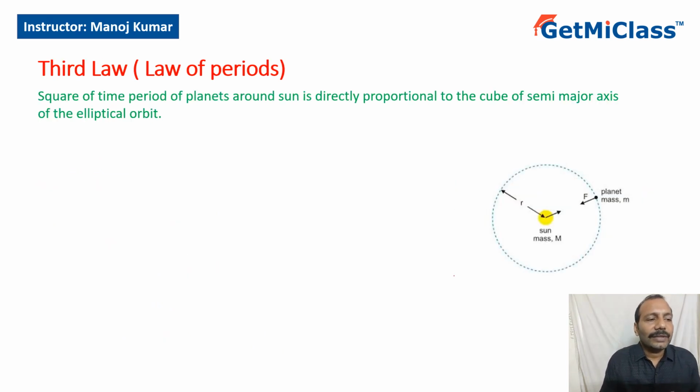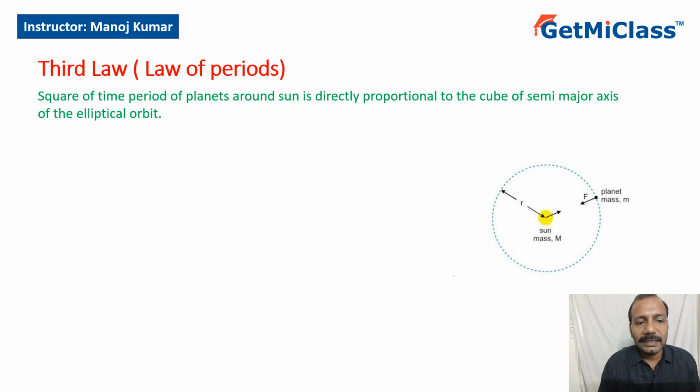After that, we have the law of periods. Now what does the law of periods say? The law of periods says that the square of the time period of planets around the Sun is directly proportional to the cube of the semi-major axis of the elliptical orbit. Of course, in order to prove this law, we assume that the path is almost circular, or the ellipticity is very less.